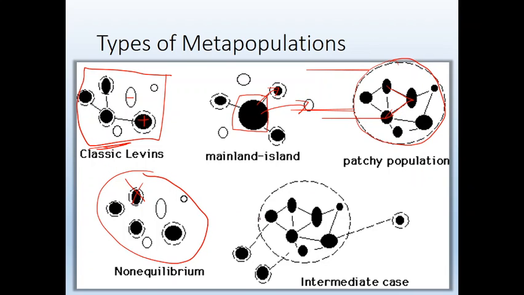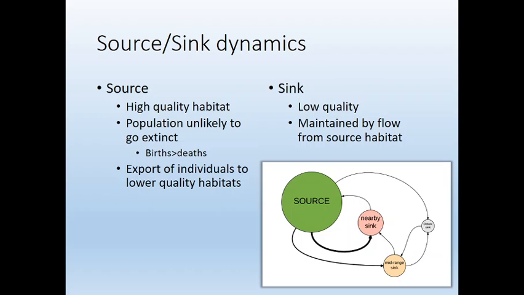Then there are all sorts of intermediate cases, where you could have a patchy population with islands around it, where the mainland is equivalent to this and the islands are out here, but the mainland itself is a patchy population. You can mix and match these types of things, and the maths make it different, but there are some interesting consequences when we're thinking about conservation for this.